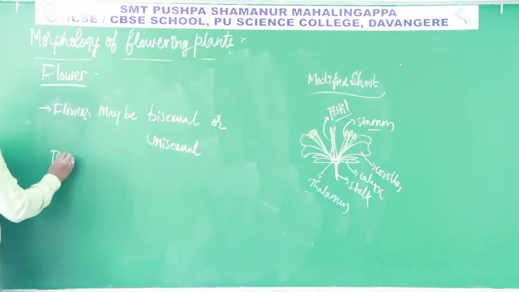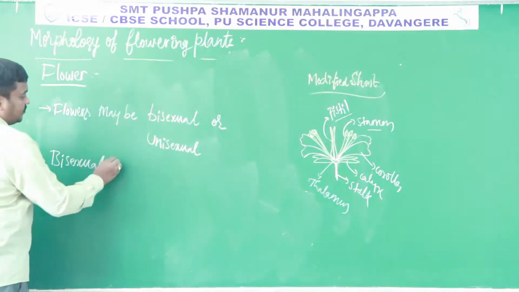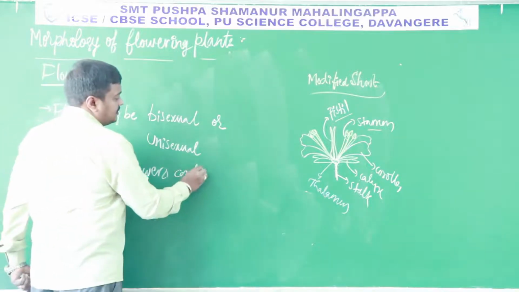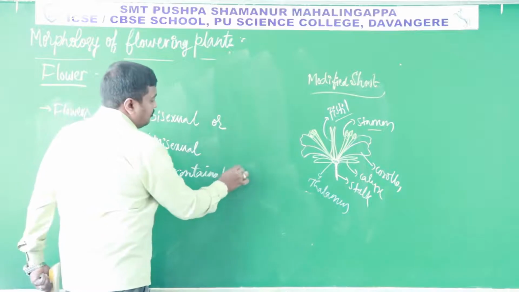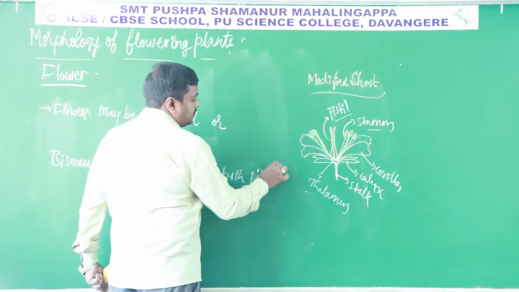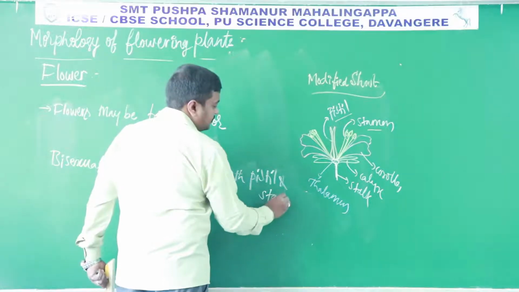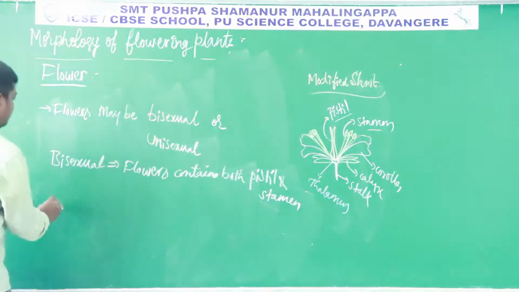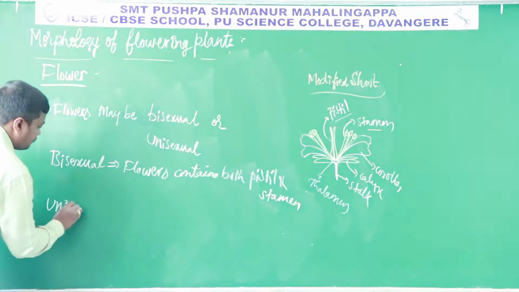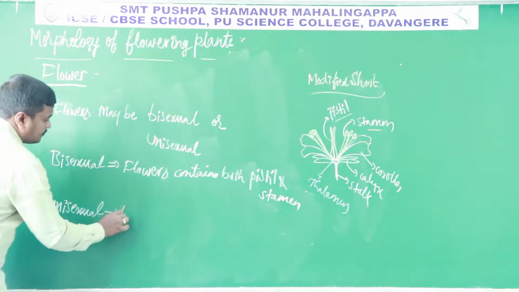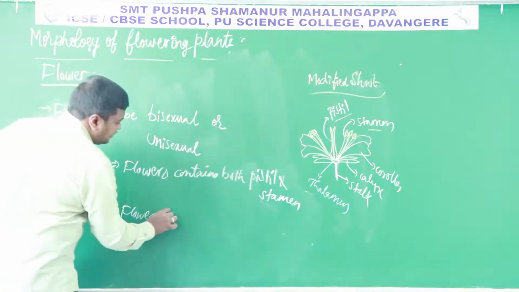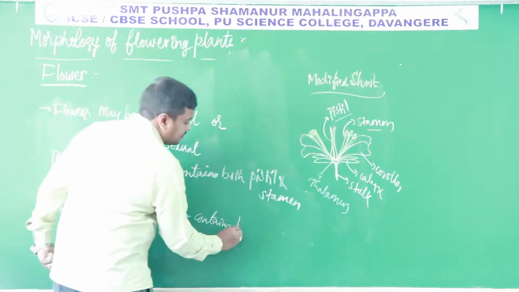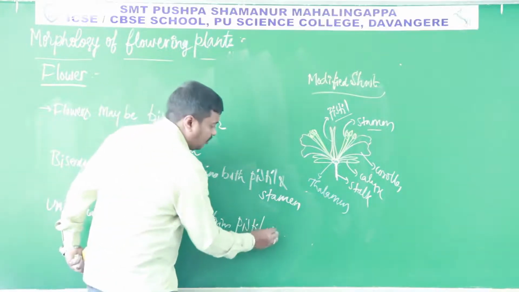So we write bisexual. Flowers containing both pistil and stamen is bisexual. Okay, whereas unisexual flower either contains pistil or stamen.